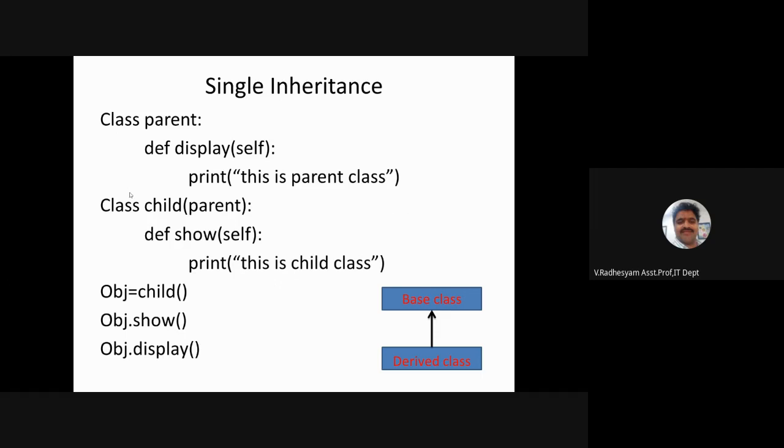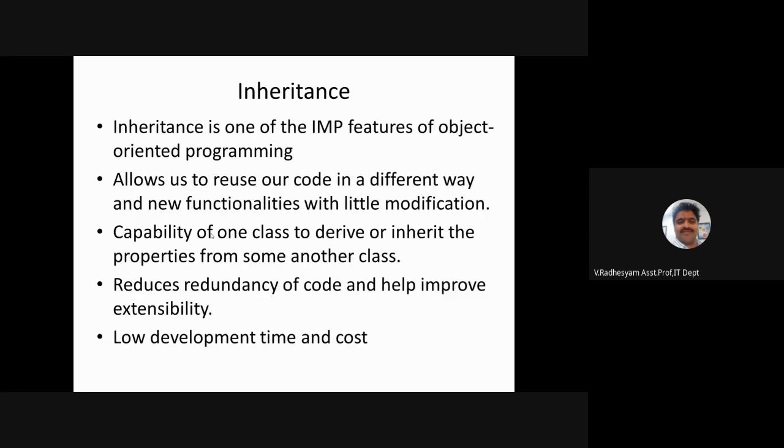We have a property called display. That display property is a property of the parent, but we are using it in the child. That means we are using the parent's methods from the object of the child, right? It reduces the redundancy of the code and improves extensibility.